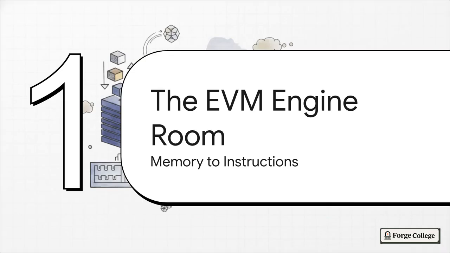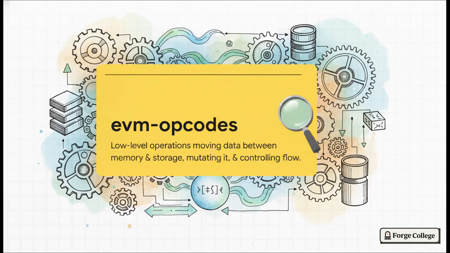All right, Section 1, the EVM engine room, moving from memory to machine instructions. We've talked before about data, right? We've compared cheap, ephemeral memory to that highly expensive, persistent storage. But you might be wondering, how does that data actually move around? Well, enter EVM opcodes. These are the super low-level machine operations that shift data around, mutate it, and completely control the flow of execution inside the EVM.